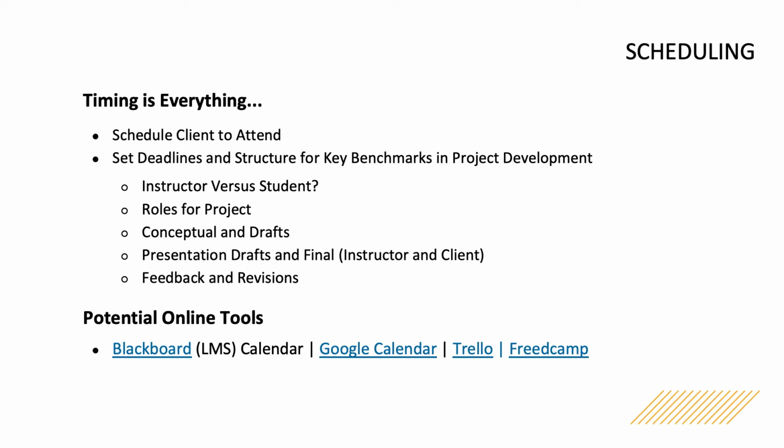It is up to you how organic you want to make the deadline creation process, but regardless of who sets the deadlines, you will want to have deadlines established for students to provide you the roles assigned within their teams, for conceptual work and drafts, and for presentation drafts and final presentations. Deadlines should also be set for any final feedback from your collaborator and for any final revisions needed. To help manage deadlines, I typically use the tools within Blackboard, but there are other open source online tools that can help to organize your timeline and project process, such as Google Calendar, Trello, and Freedcamp.